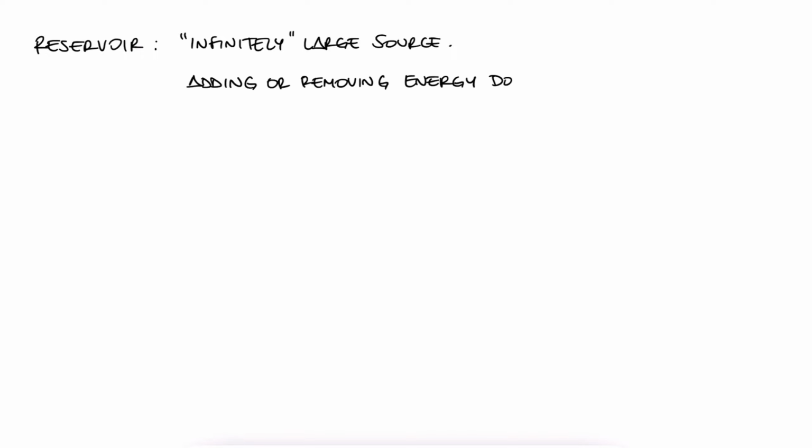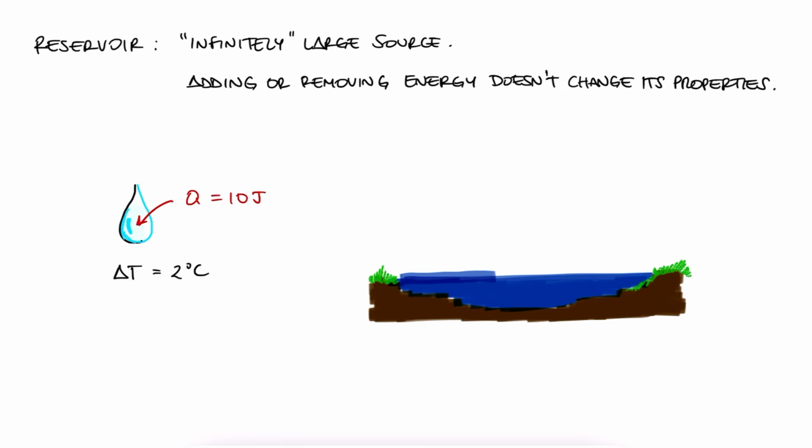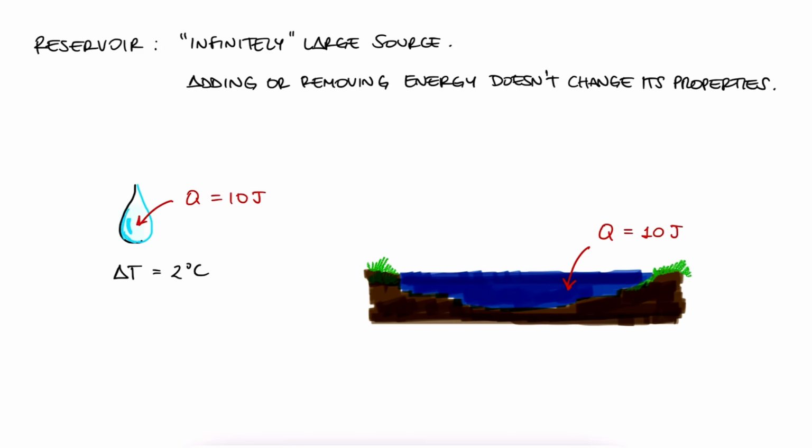The term reservoir refers to a source so big that removing or adding energy to it will barely change its properties. If we have a drop of water that we add 10 joules of heat to, the temperature of the drop will probably change by a couple degrees. But if we add 10 joules of heat to a lake, its temperature might just increase by so little that we wouldn't be able to measure it. In other words, reservoirs are sources that in practical terms maintain their properties even when adding or removing energy from them.